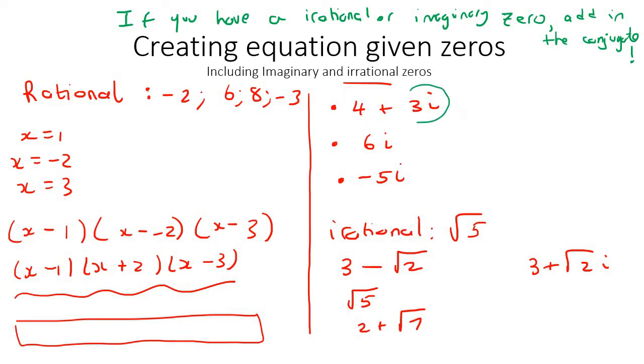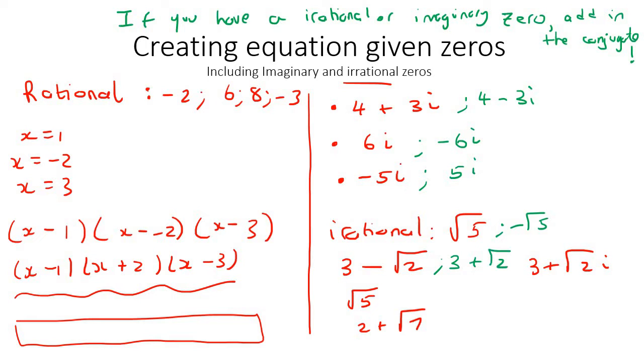The conjugate is when you make the imaginary part negative, so you'd go 4 minus 3i, so you would add another one. What's the conjugate of this? Well, you make the imaginary part the opposite. What's the conjugate of this one? Well, that would be positive 5i. What's the conjugate of this? Well, that would just be negative square root 5. What about this one? You make the square root the opposite, so it'll be 3 plus square root 2.